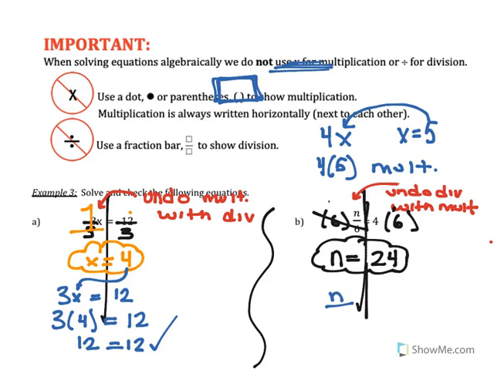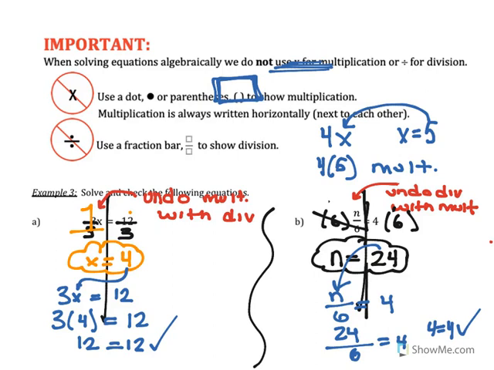Now we need to do our check: write the original, substitute in for the variable, and we do in fact get 4 is equal to 4, so it checks.